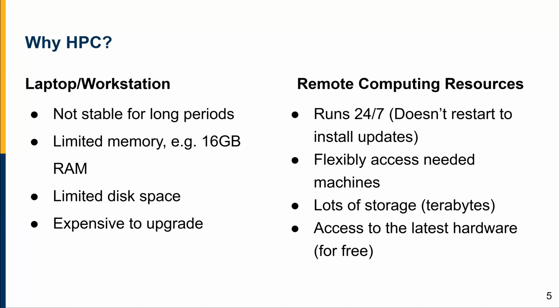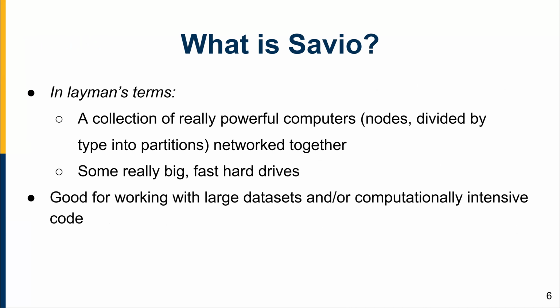Grounding this for a bit, a reason why you might want to use high performance computing is you want access to all of the things listed on the right. You want a computer that runs 24/7 that doesn't need to restart. You want to flexibly access the kinds of cores and CPUs and GPUs that you need. You want lots of storage and you want access to the latest hardware for free. And maybe you want to break free from the limitations of your laptop or your workstation. And so that brings you to Savio.